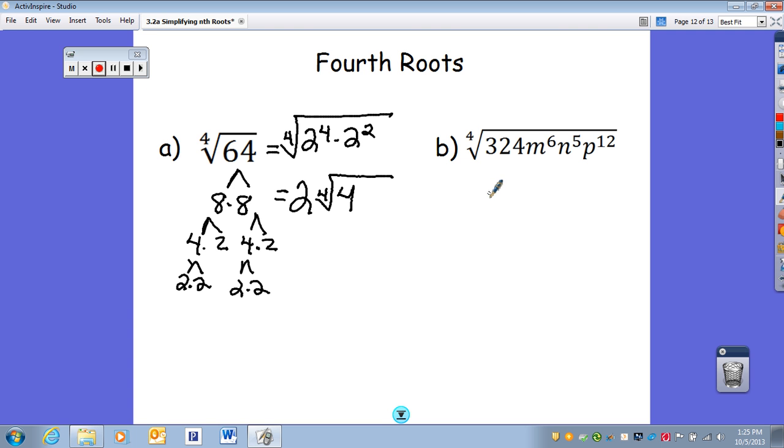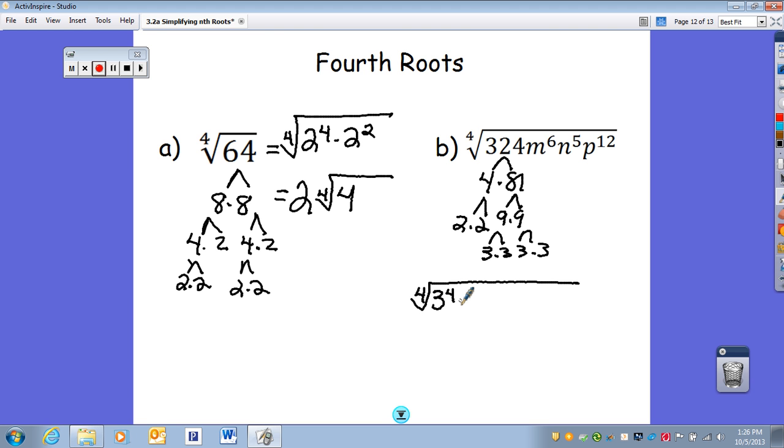Now I have 324 m to the 6th, n to the 5th, p to the 12th, and we want the fourth root. So we're going to break this down into groups. This is going to be 4 times 81, and then this one's going to be 2 times 2, and 9 times 9, and 3 times 3, and 3 times 3. So I'm going to rewrite my radical, my fourth root, with my groups of 4. So I have 4 3's, that's going to be 3 to the fourth power, and I just have 2 2's, that's going to be 2 squared.